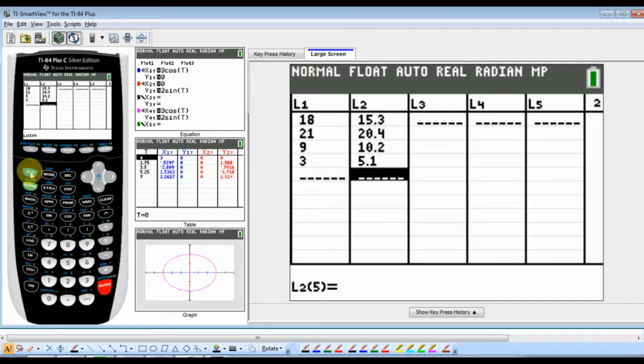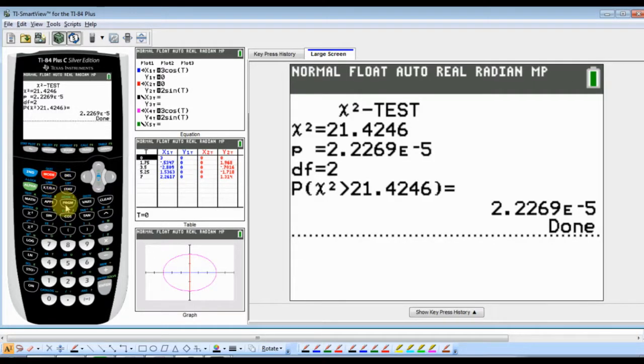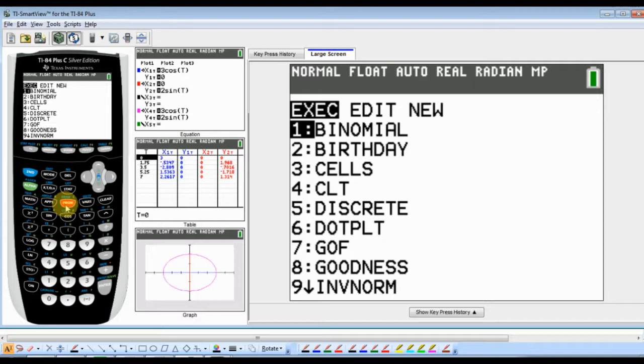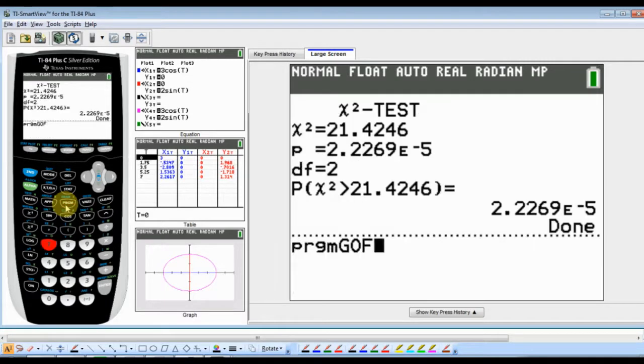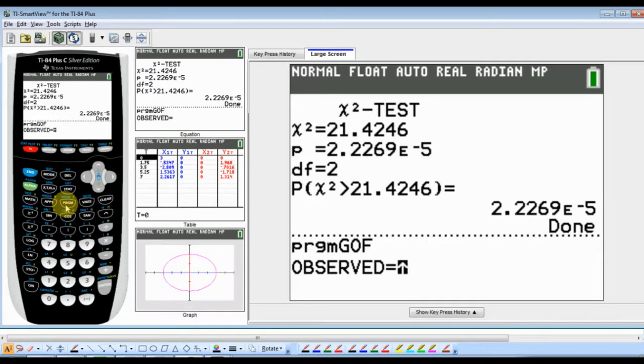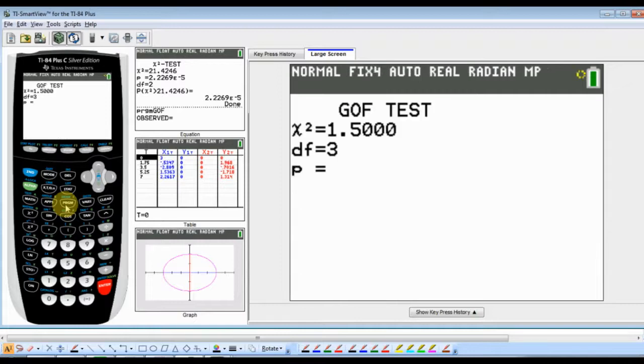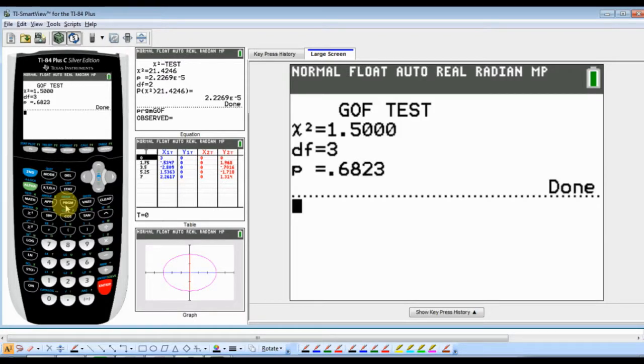Okay, just get to the home screen. And we're going to run that program, the GOF program. My observed are in L1. My expected are in L2. What does GOF stand for again? Goodness of fit. You should put GOF.